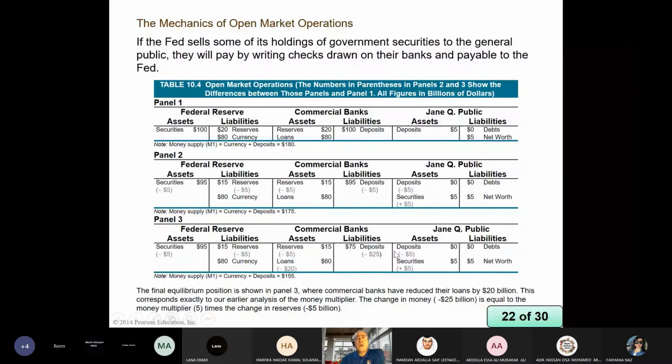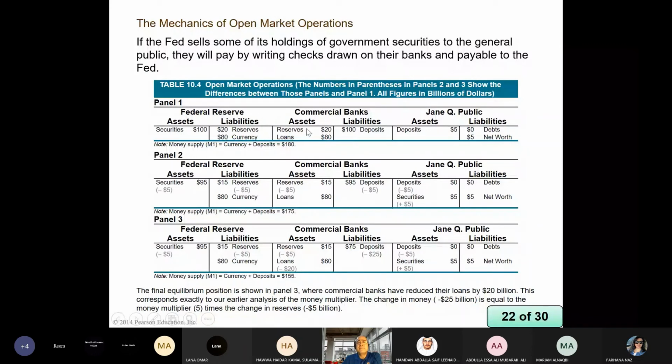So let's start with the first version. What we have is information. The balance sheet of the central bank shows that the central bank owns national bonds worth 100. Reserves, which are deposits made by the commercial banks, equal 20, and currency in circulation is 80. Let's go to the balance sheet of commercial banks.